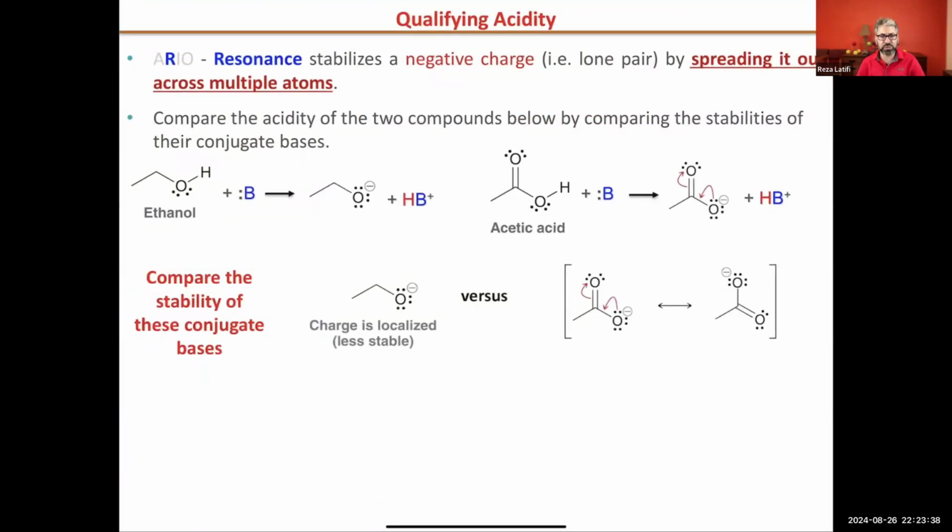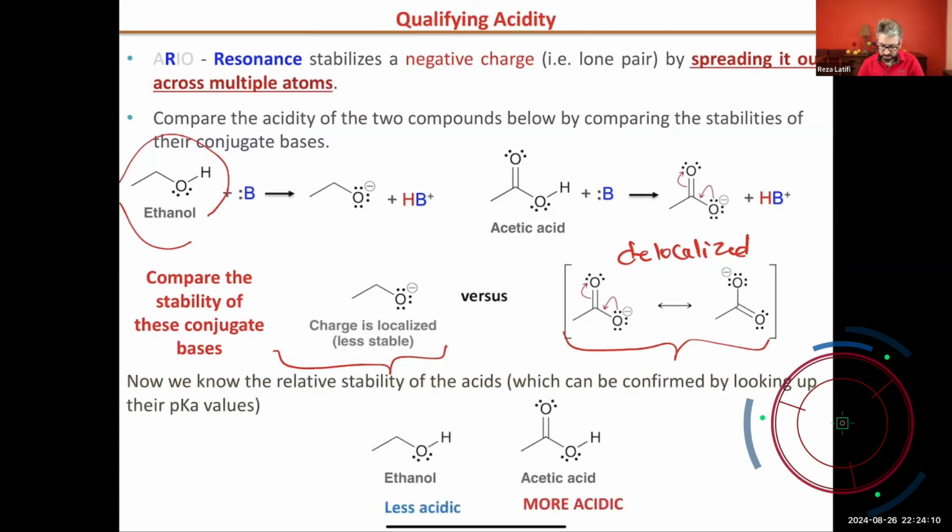Okay, and as you see, this one is not capable of forming any resonance structure, while acetic acid can generate 2 of them. We got 2 resonance structures, so our conjugate base will be more stable. And versus this one, which is localized, and here you should say delocalized. The delocalized is more stable than localized, and that means that acetic acid is more acidic than ethanol. So acetic acid is more acidic than ethanol.